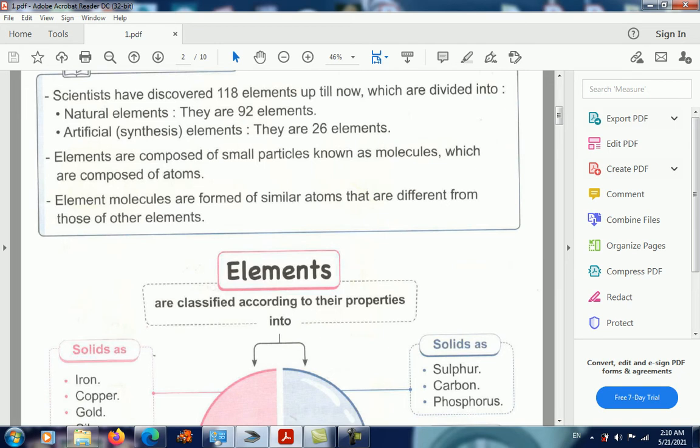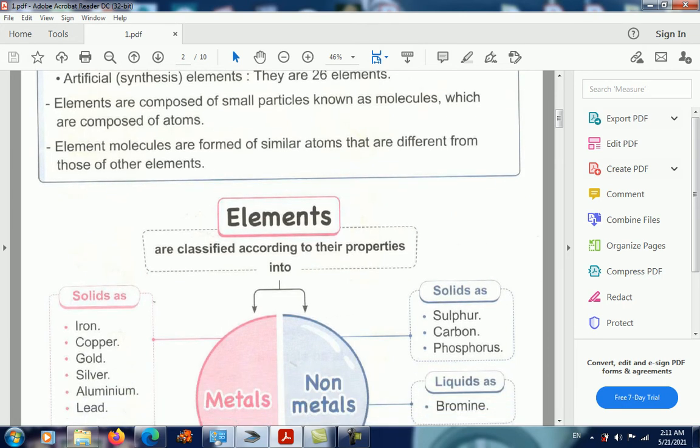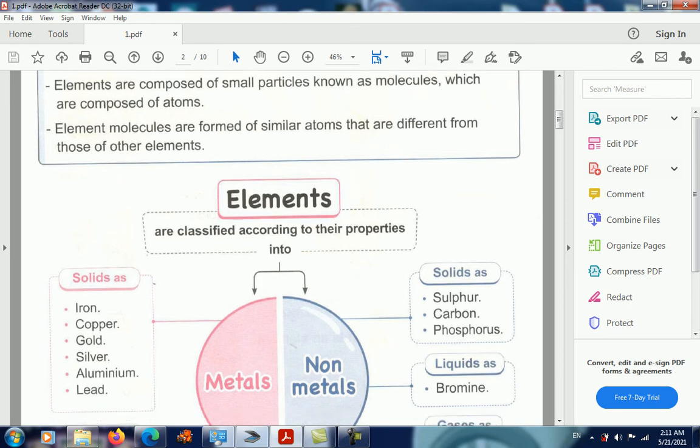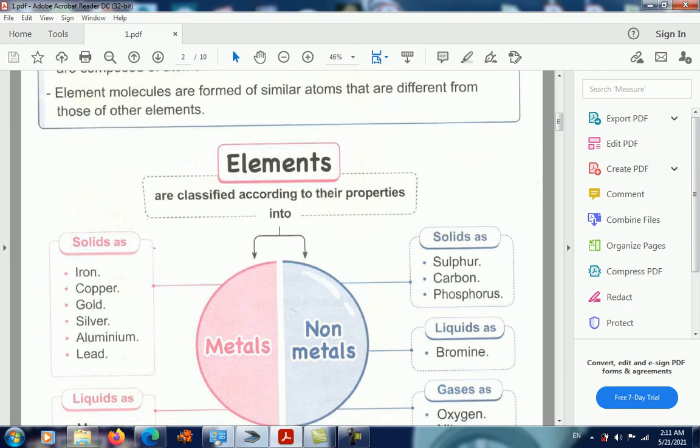Scientists have discovered 118 elements up till now, which are divided into natural elements, there are 92 elements, and artificial synthesis elements, there are 26 elements. Elements are composed of small particles known as molecules, which are composed of atoms. Element molecules are formed of similar atoms that are different from those of other elements.